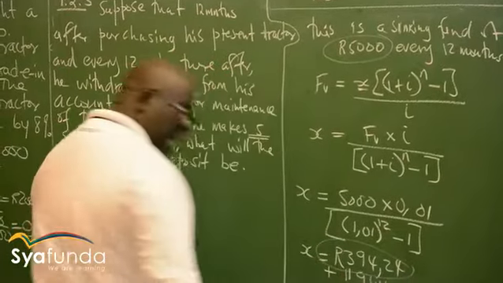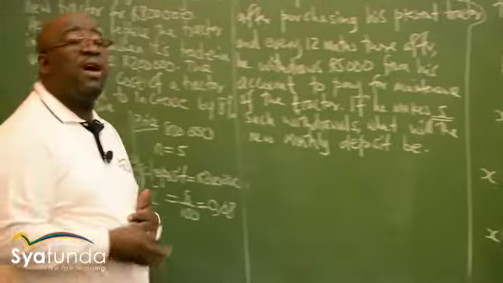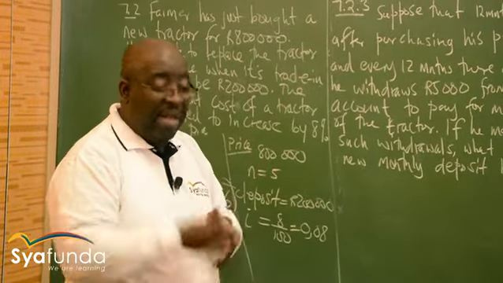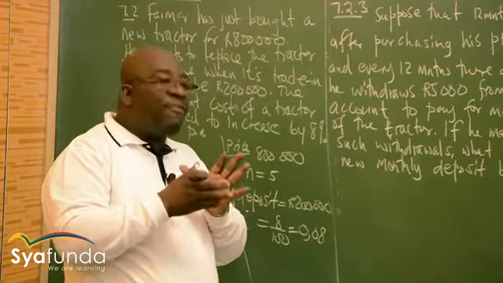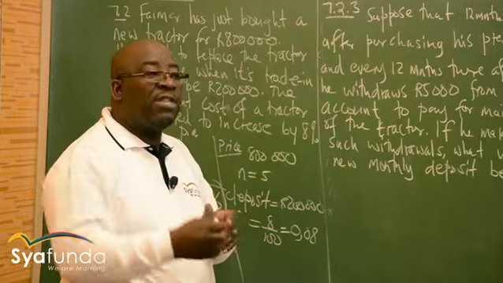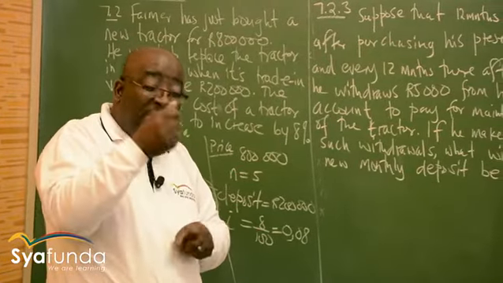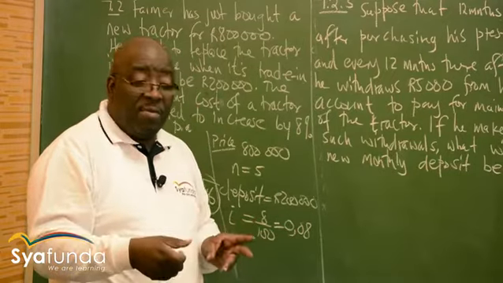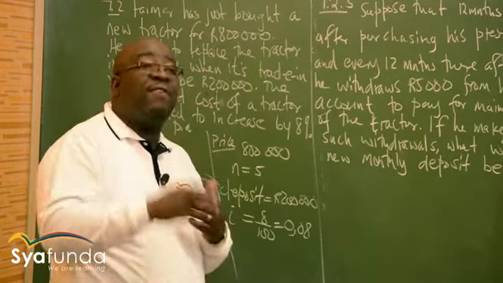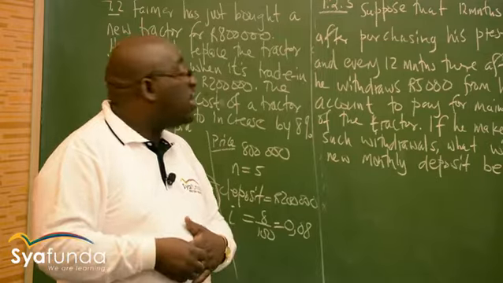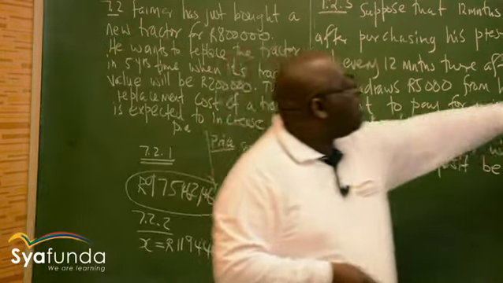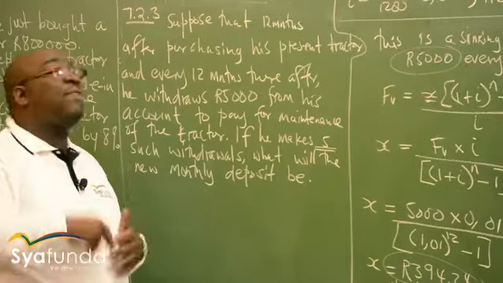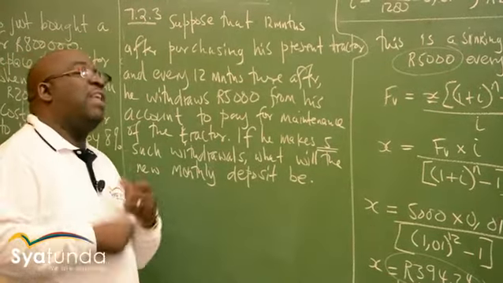What happens to the other withdrawals that you'll be doing in the other years? Remember that every 12 months he withdraws the money, so it will not affect what happens in the other years. Because I'm saving every month from January, I'm putting 394 rand 24 cents. At the end of the year, I withdraw it. It will not affect what I put in the following month. So you don't have to multiply this 5,000 by 5 to make it 25,000, because I withdraw it every year. I don't withdraw it after 5 years.